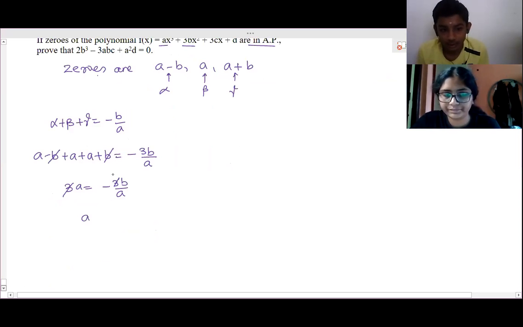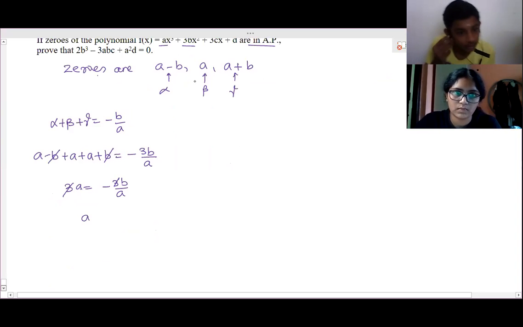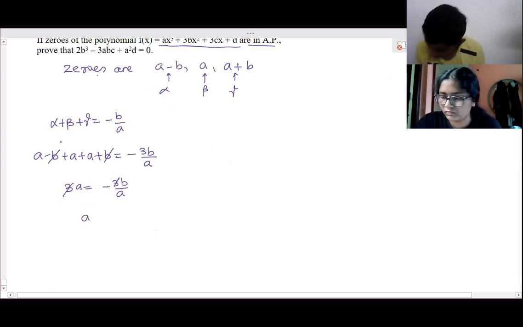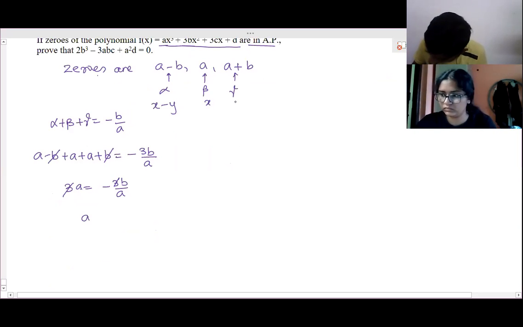One second. Don't use a and b, because there is confusion in a and a. So consider this as x and y instead of a and b, because in the equation it is also given a, b, c, d are used. So it is difficult to manage this a and b. So we will consider this as x minus y, x and x plus y instead of a and b.